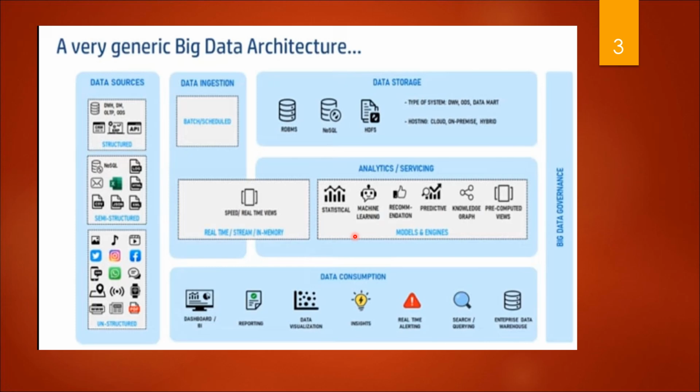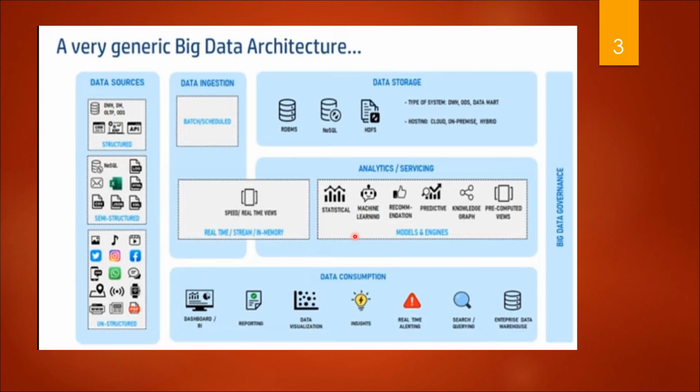Now, talking about the data consumption layer, it can have a range of things that an end user or target systems can use. Most likely these are BI dashboards, reporting, data visualization, insights generation, real-time alerting, real-time searching and query capabilities, and finally downstream systems, which would typically be at an enterprise level.